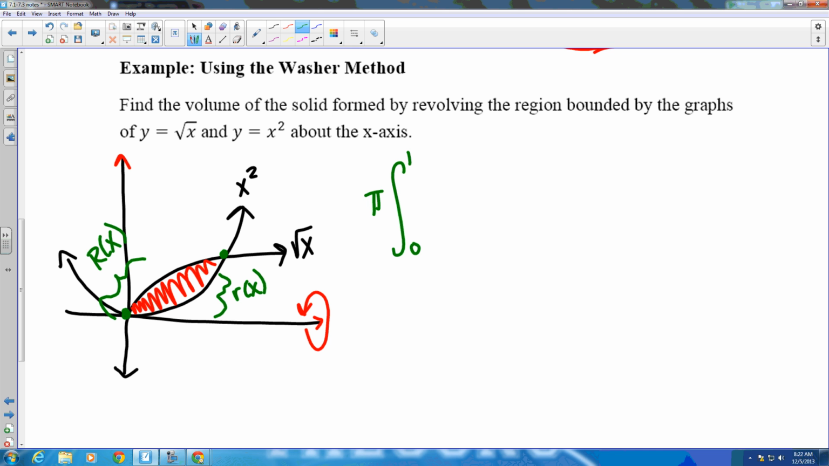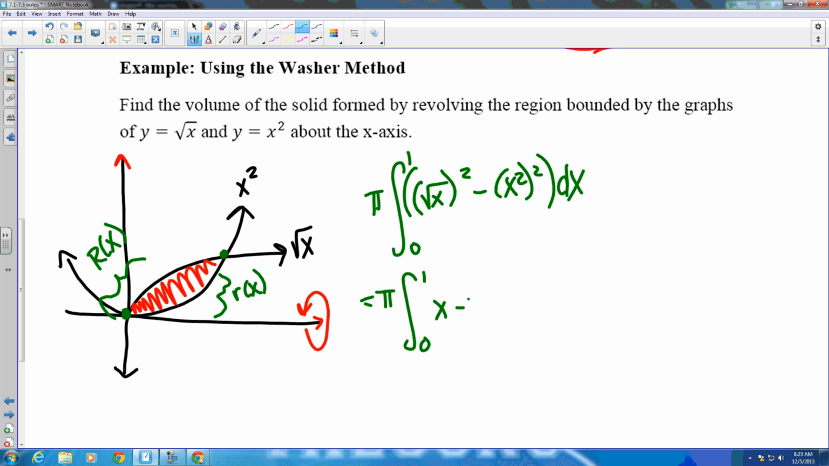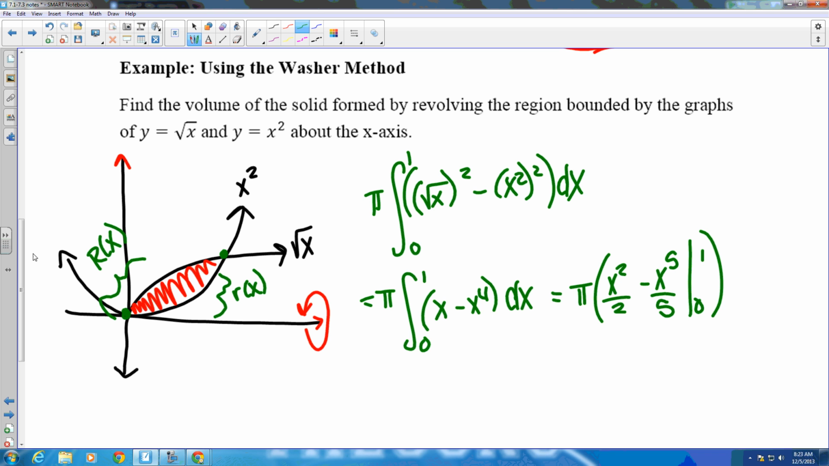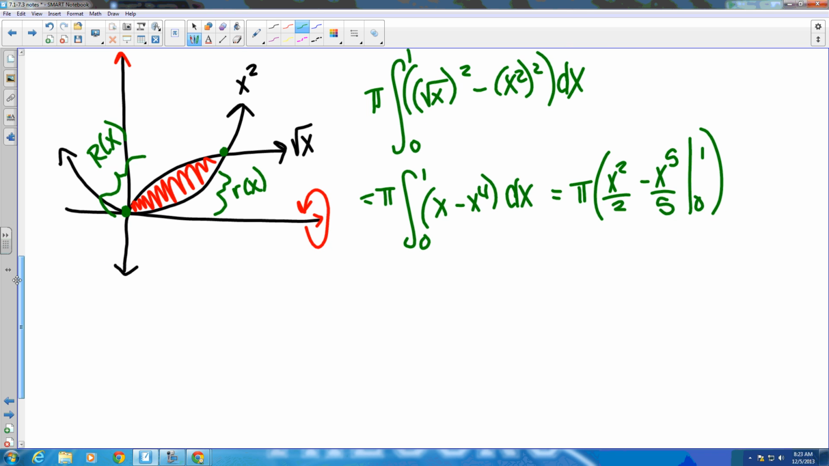Capital R squared is the square root of x, quantity squared, minus little r squared, which is x squared, quantity squared, dx. Pi from 0 to 1 of x minus x to the fourth. Pi times x squared over 2 minus x to the fifth over 5, evaluated from 0 to 1, which gives us 3 pi over 10.